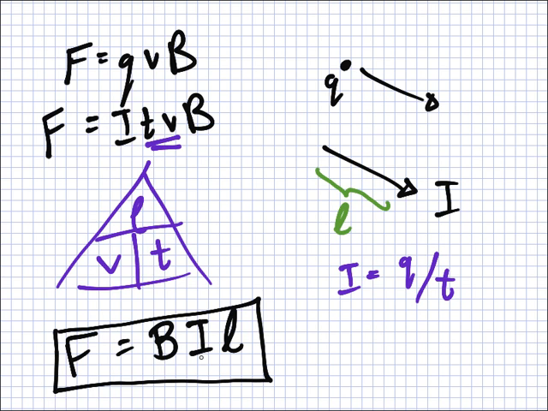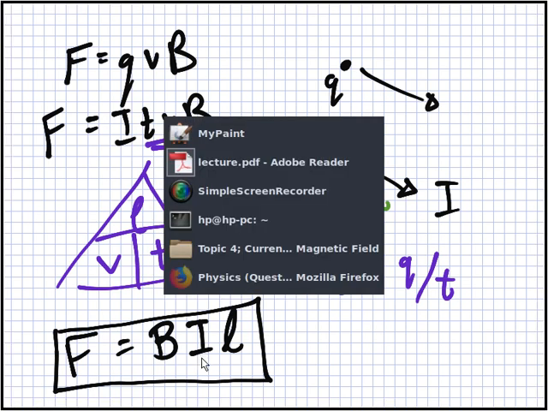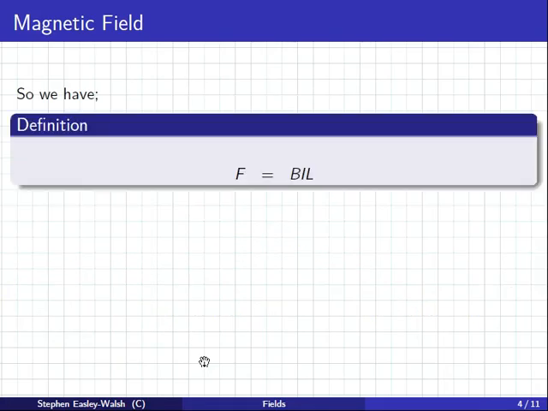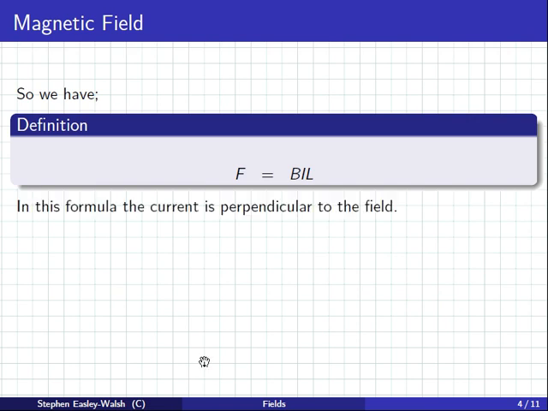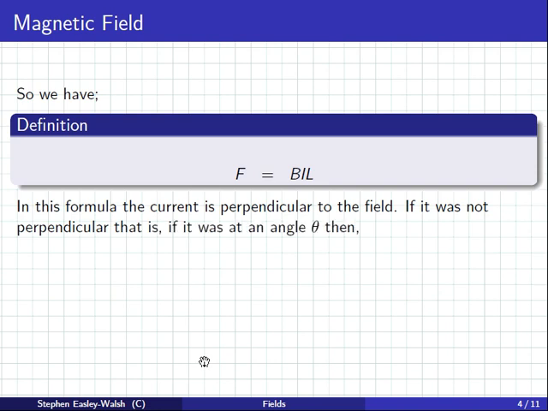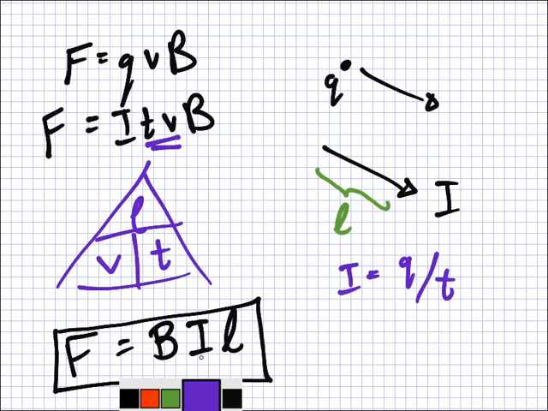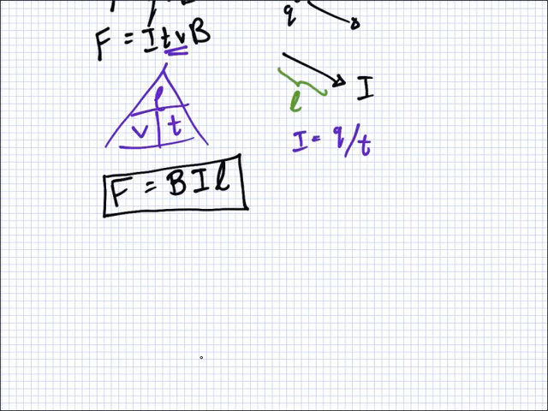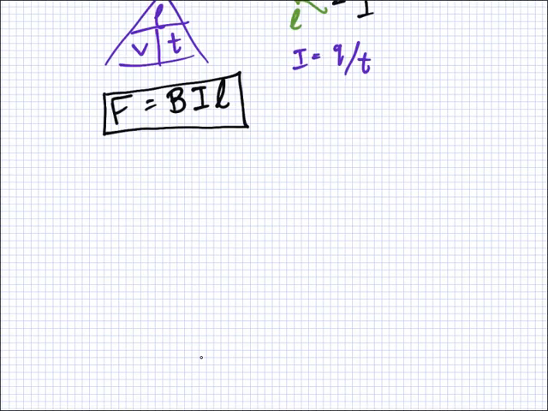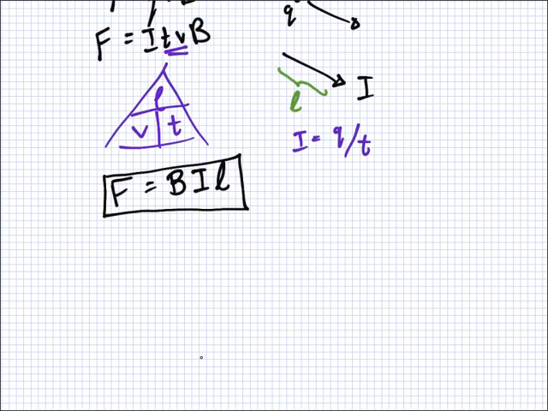All right, continue. So we have F equals BIL. Now in this formula, the current is perpendicular to the field. If it was not perpendicular, that is, if it was at an angle theta, then let's see what the formula is. Okay, so this is going to be a bit hard to draw. I'll do my best. I'll try.